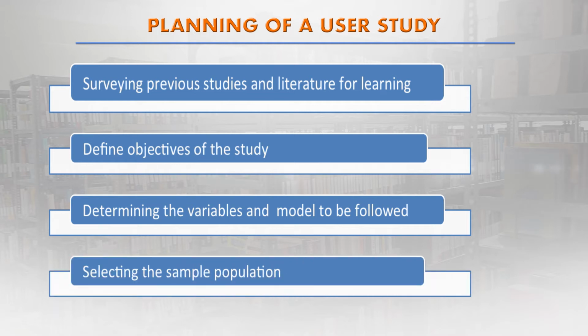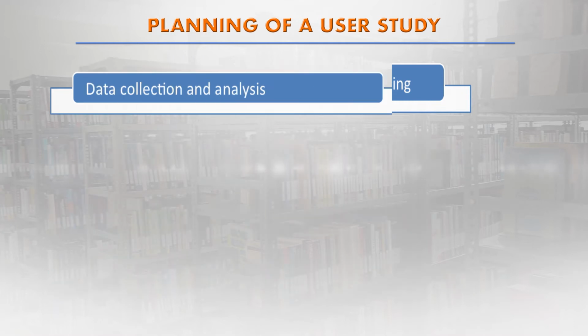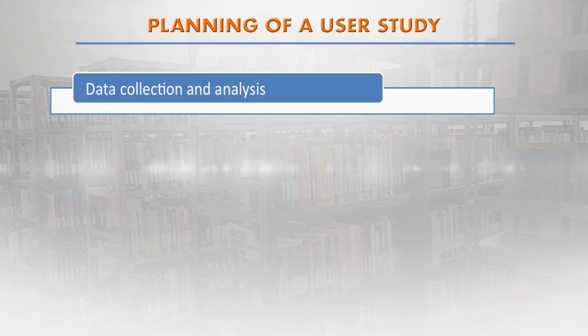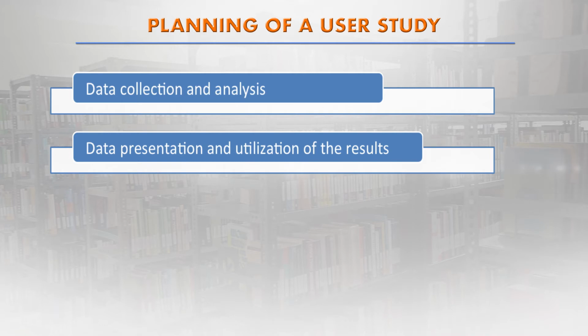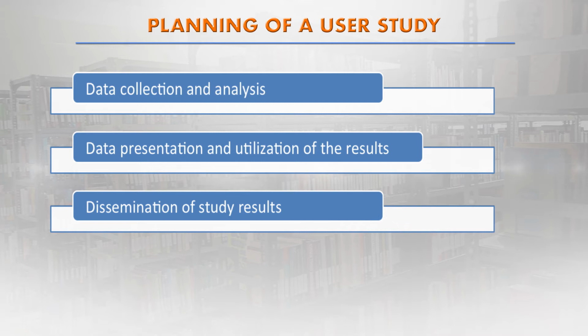For that you have to collect samples, meaning information you collect from a sample population. Here the sample population is your library users. Then collect data and analyze those data. After analysis you present the data and get the results or findings, and according to that you disseminate the findings to the appropriate library authority to make the point that such is the need for your library to develop further. So, this is how a user study should be planned.